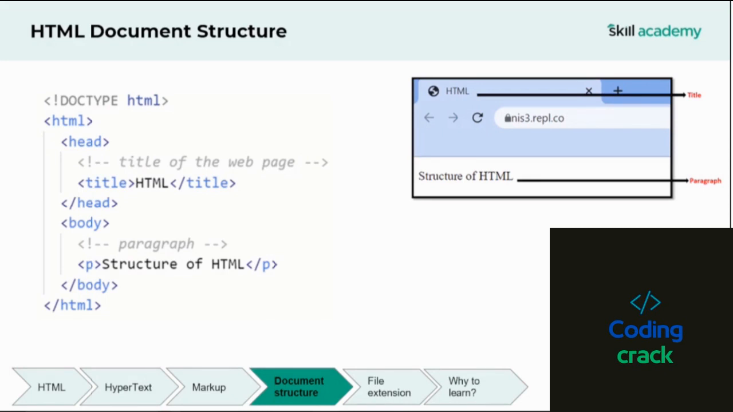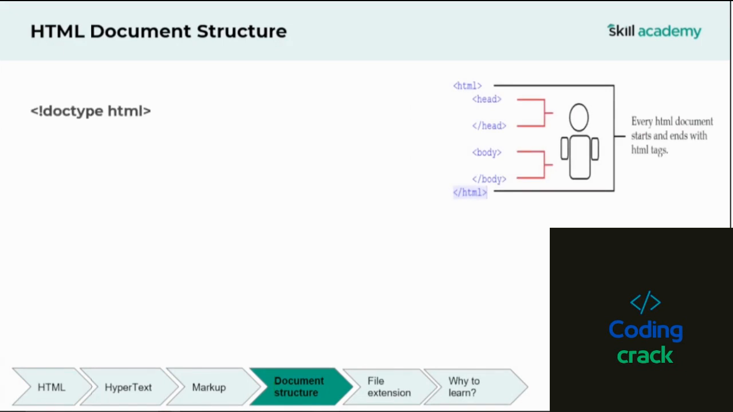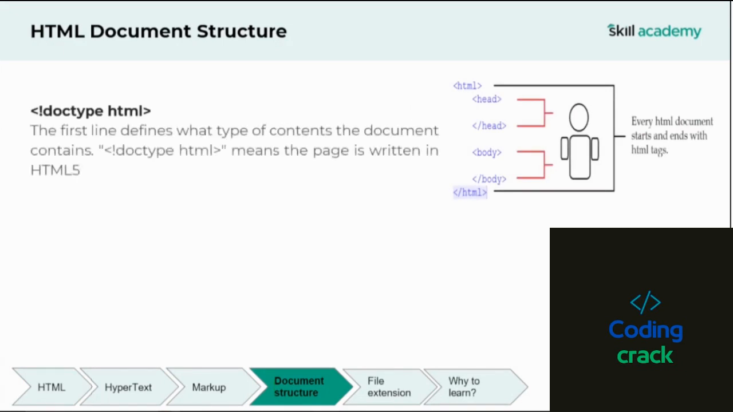Okay, so let's understand these tags one by one. First of all, you are going to use this tag, doctype html. The first line defines what type of content the document contains. Here, doctype html means the page which we are about to design is written in HTML5.